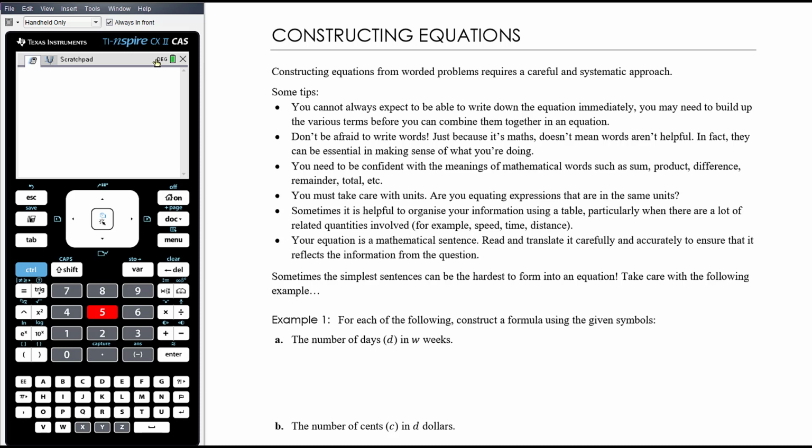So this is the third video in our review of linear equations and linear algebra. And in this video we're going to be looking at worded problems essentially, so constructing equations or constructing formulas or constructing expressions that represent situations.